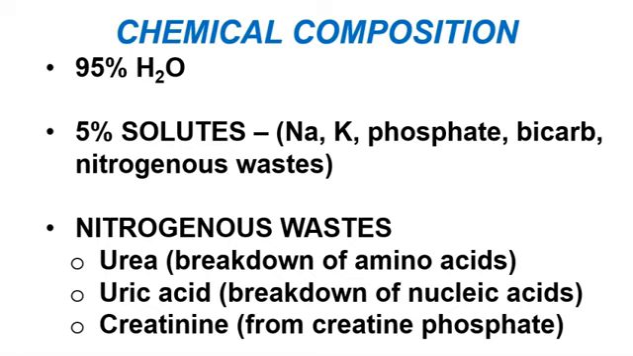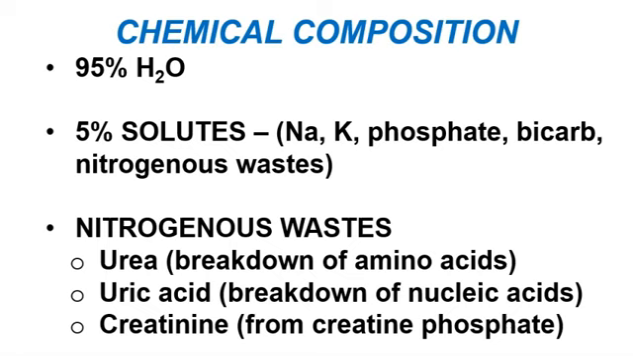The urine from a healthy person typically has no cells or proteins within it because a healthy filtration membrane is intact and does not allow these things to appear in the urine. So for that reason, urine is approximately 95% water, and the remaining 5% of the volume of urine is taken up by the substances that are dissolved within it, called the solutes. And these solutes include things like sodium, potassium, phosphate, bicarbonate, as well as the nitrogenous wastes. And the nitrogenous wastes are things like urea, uric acid, as well as creatinine.